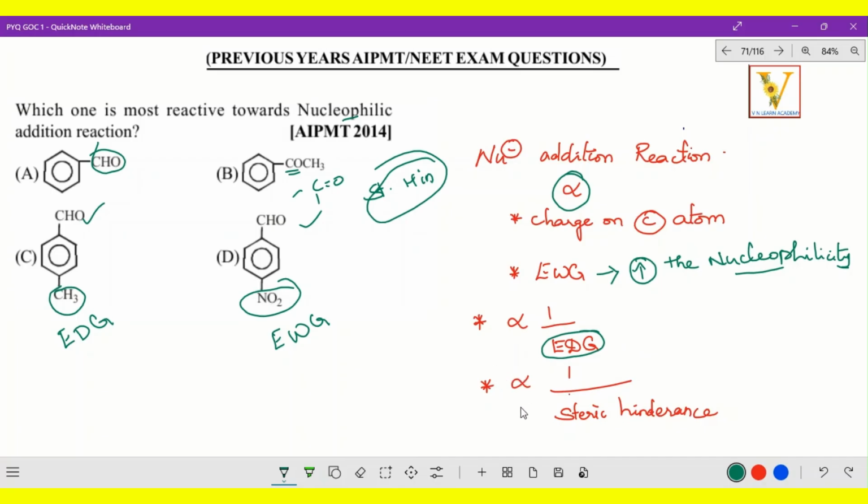And another one, it is inversely proportional to steric hindrance. Steric hindrance means here the keto group is available, so that will not be the correct option. Among these, aldehyde is common, but the keto group will not come at all. And the next one, here aldehyde group is there but an electron donating group is there, so this will not be the answer. Here there is an aldehyde group with an electron withdrawing group, so the electron withdrawing group increases the nucleophilic addition. So which is the correct option? Option D is the correct option.